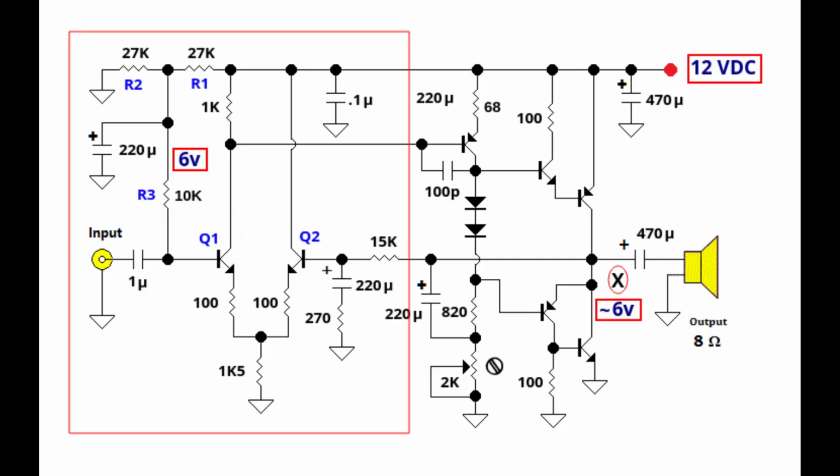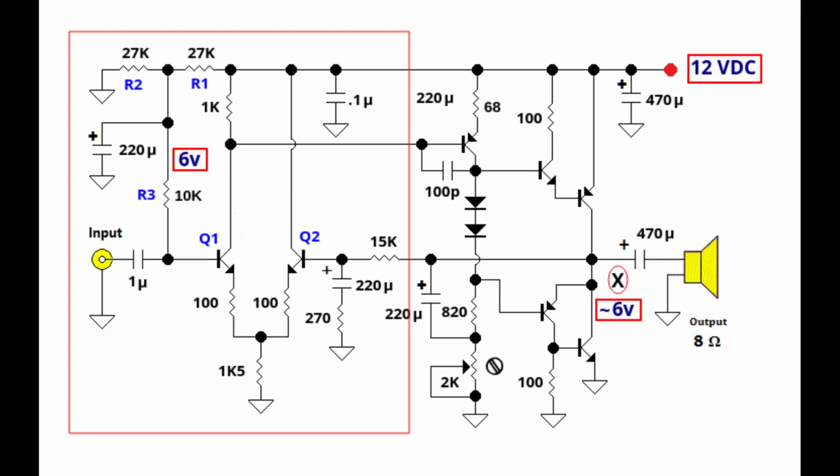Let's focus on the base bias of Q2. If you refer to the point X, which is the output rail of the amplifier, it too will be at approximately 6 volts DC. Moving left from point X, we go through a 15K series resistor onto the base of Q2, so the base bias of Q2 is also approximately 6 volts.